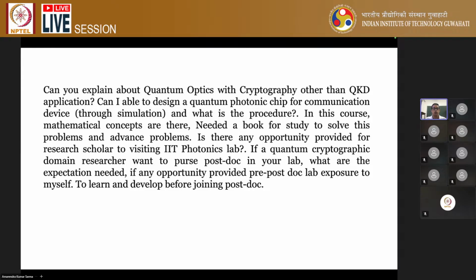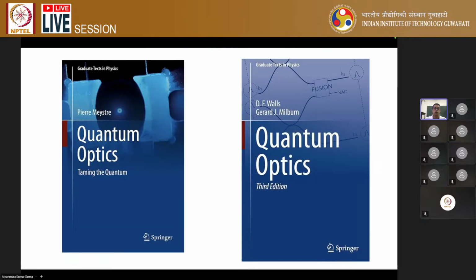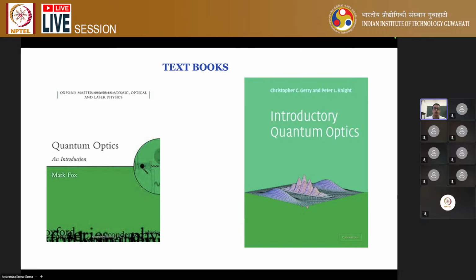And then you are asking, in this course mathematical concepts are there, so you need a book for study to solve these problems and advanced problems. Is there any opportunity provided for research scholars? Regarding a book for study to solve these problems, as I have already shown you, in these books a lot of worked out examples are there, and at the end of each chapter problems are there. You can practice those problems, and at the back they have given the solutions, basically the answers, so you can practice there.